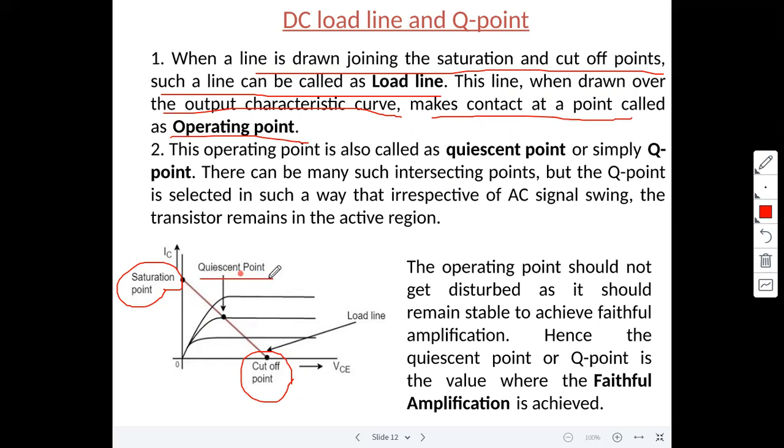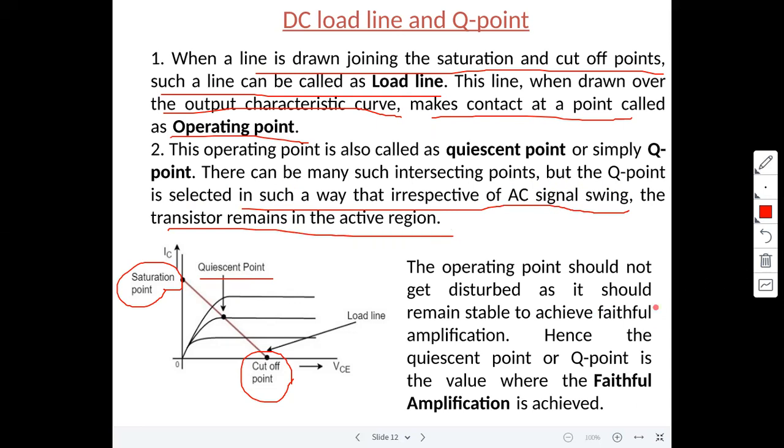Okay, the quiescent point, simply, is called the Q point. Observe here one more thing. There can be many such intersecting points, but the Q point is selected in such a way that irrespective of the AC signal swing, the transistor remains in the active region. Okay, this is an important point here.